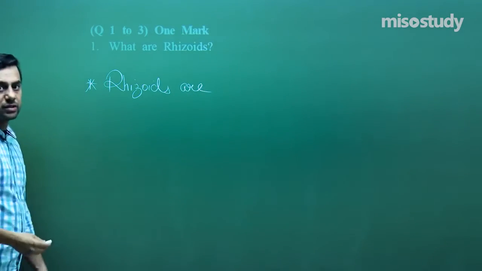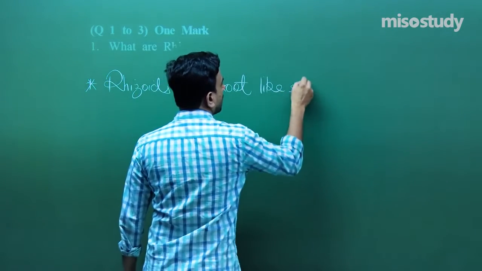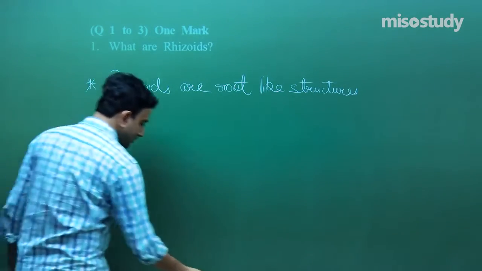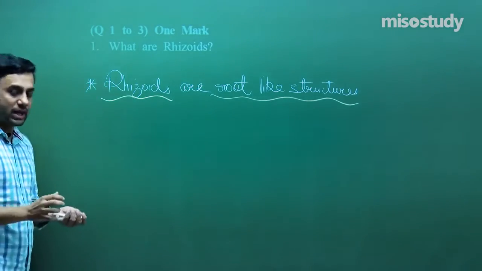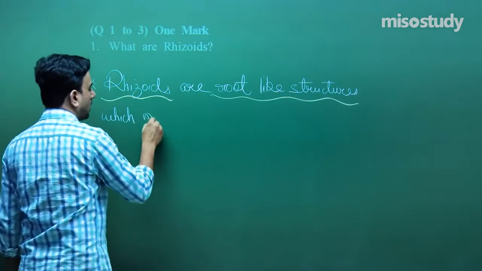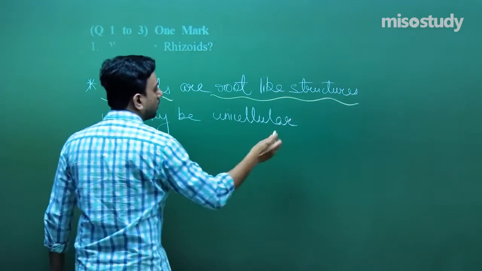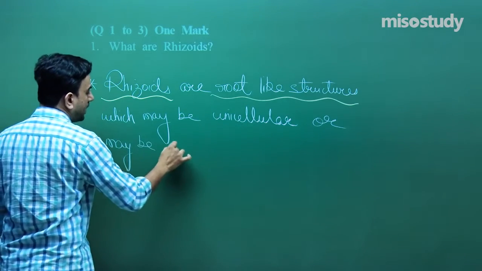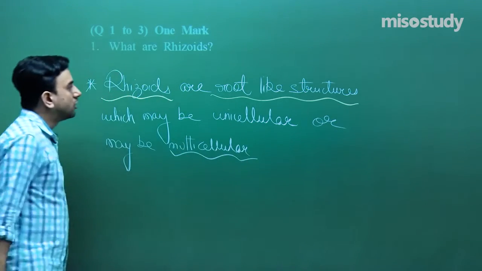Rhizoids are root like structures, which may be unicellular or may be multicellular. So where are these rhizoids found?